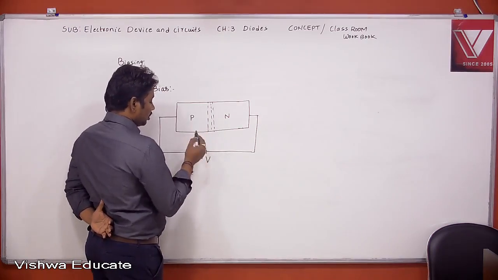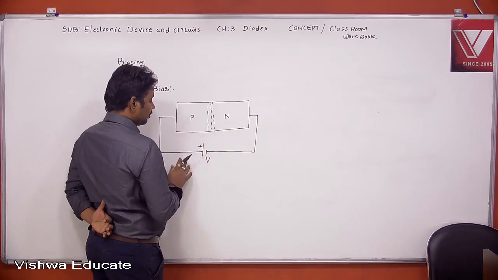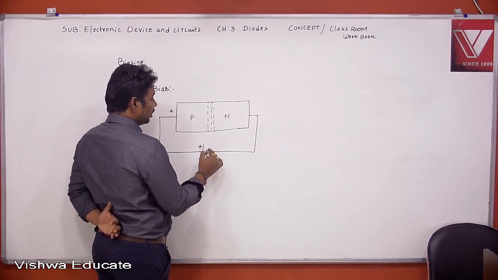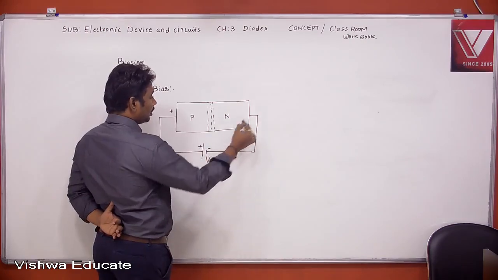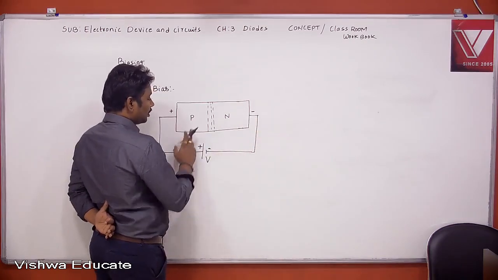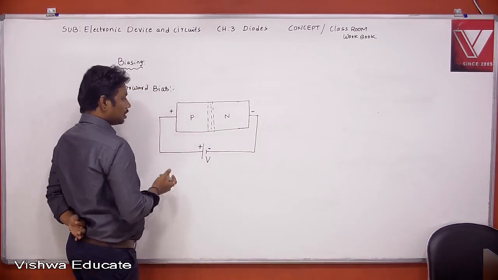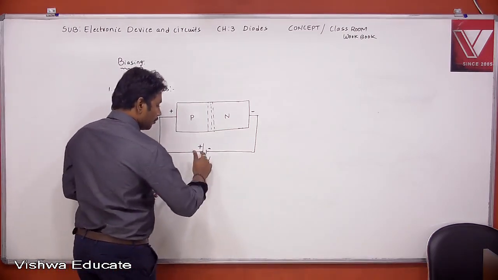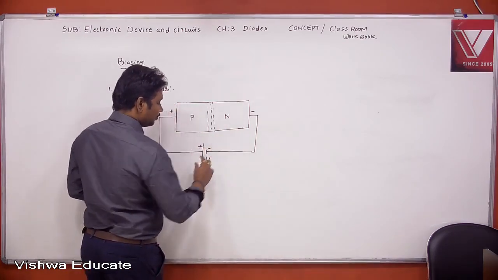See first why it is named forward bias. Actually, the battery positive potential is given to the positive terminal of the PN junction and the battery negative potential is given to the negative terminal of the PN junction. Then this PN junction is said to be in which bias? Forward bias. Right?